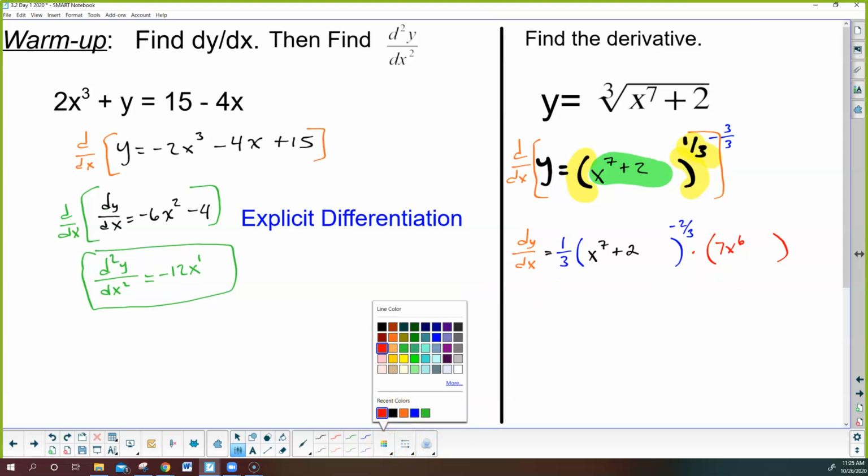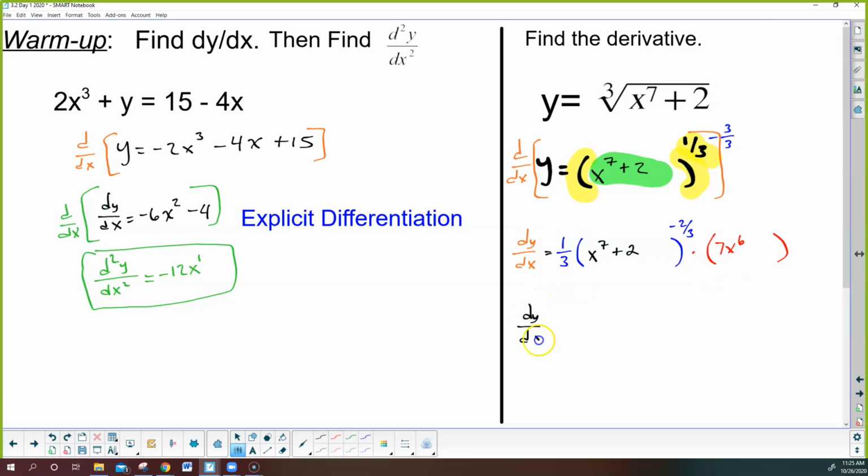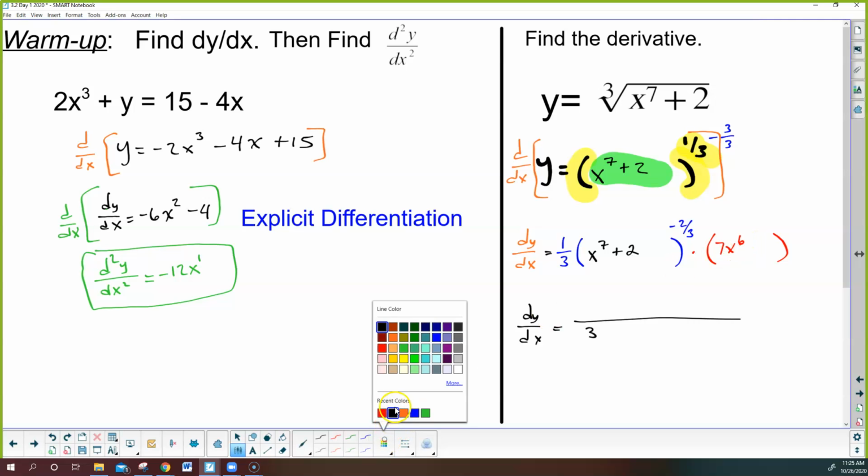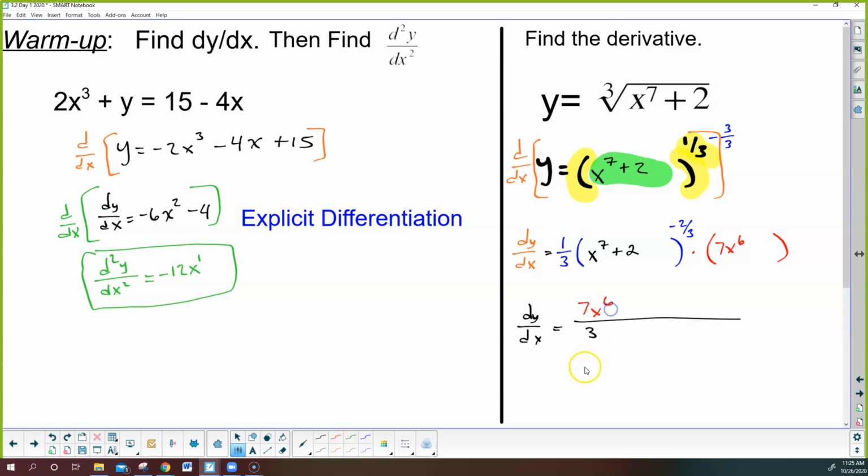So technically I'm done. You could stop right there. However, we do want to get used to algebraically simplifying it. What do I have? I have 1/3. I'm going to put the divide by 3 down here. I'm not going to put the 1 because this 1 is going to times by a 7x to the 6th. So I'm just going to put that up top.